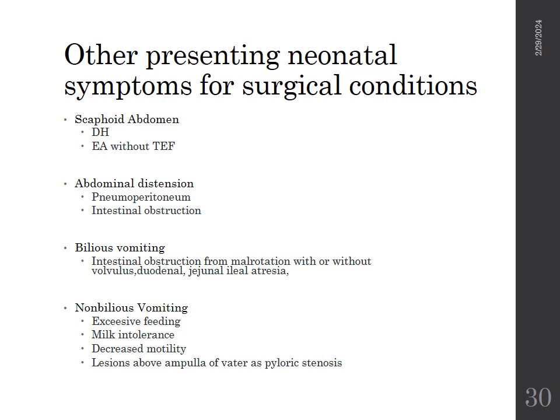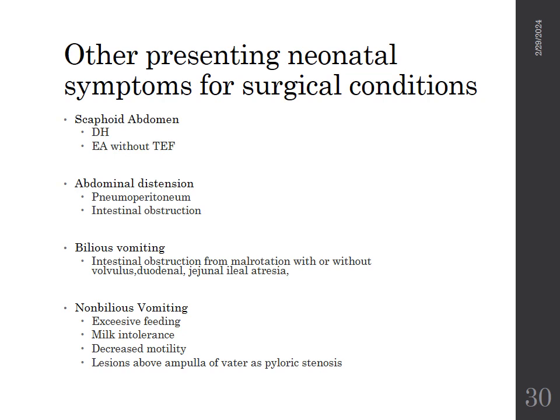For example, when you see a scaphoid abdomen, you may need to think of two things: whether a diaphragmatic hernia or esophageal atresia without a tracheoesophageal fistula. When you see severe abdominal distension, you need to consider pneumoperitoneum or intestinal obstruction. We did not really discuss the pneumoperitoneum in our lecture, but just so that it's clear, pneumoperitoneum is diagnosed by air under the diaphragm. This is the main diagnosis, by a plain X-ray showing air under the diaphragm.